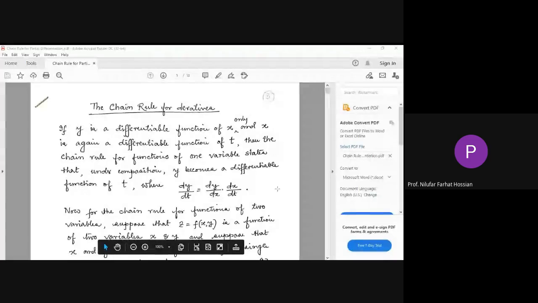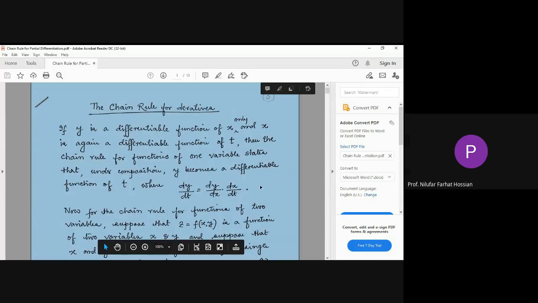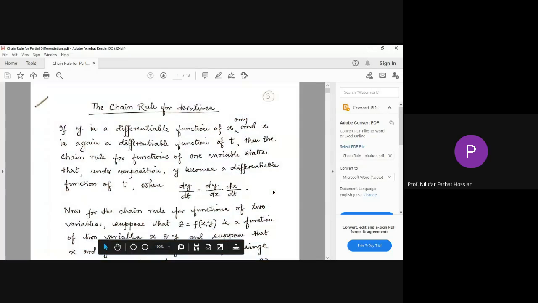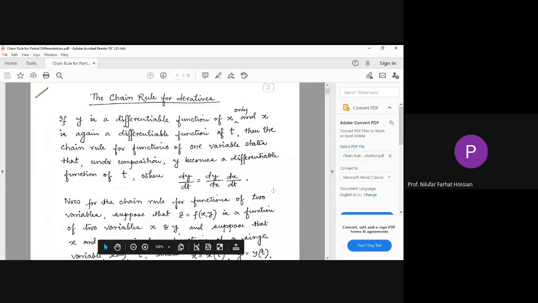Now, please tell me, can you see the screen? The chain rule for derivatives. Yes, miss. This is from section 13.5. Okay, the chain rule for derivatives. Let us start this one today. It may not be complete today, but let us start it.